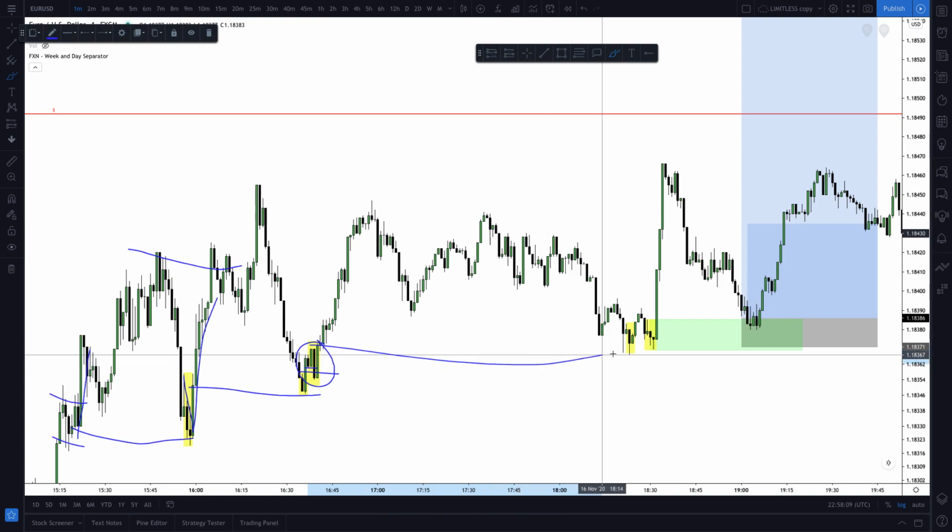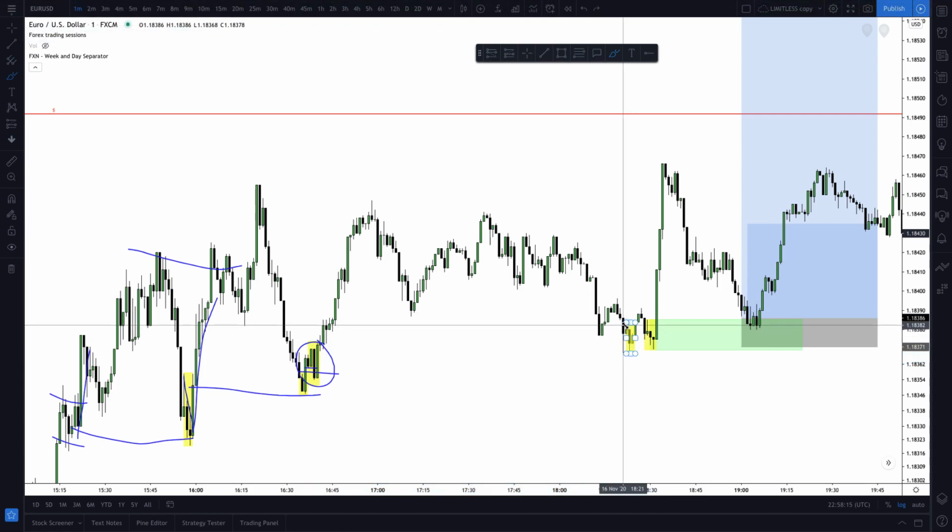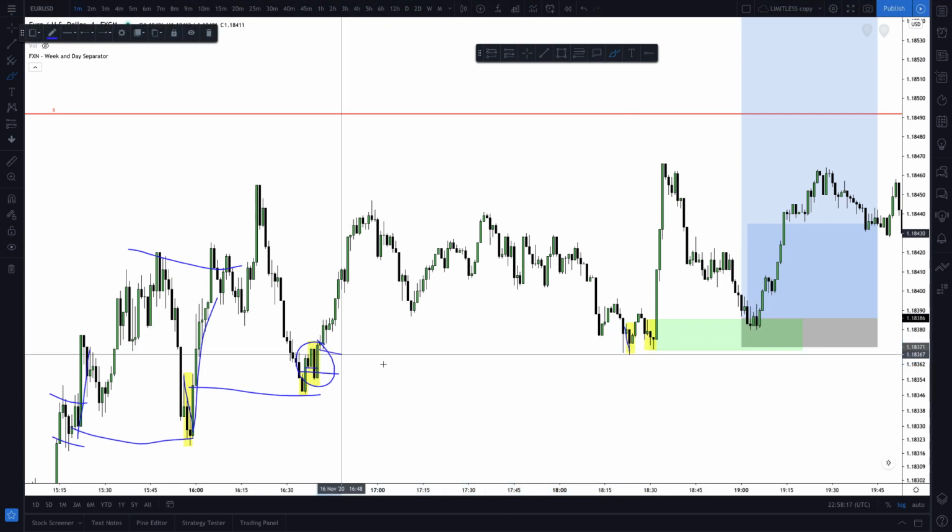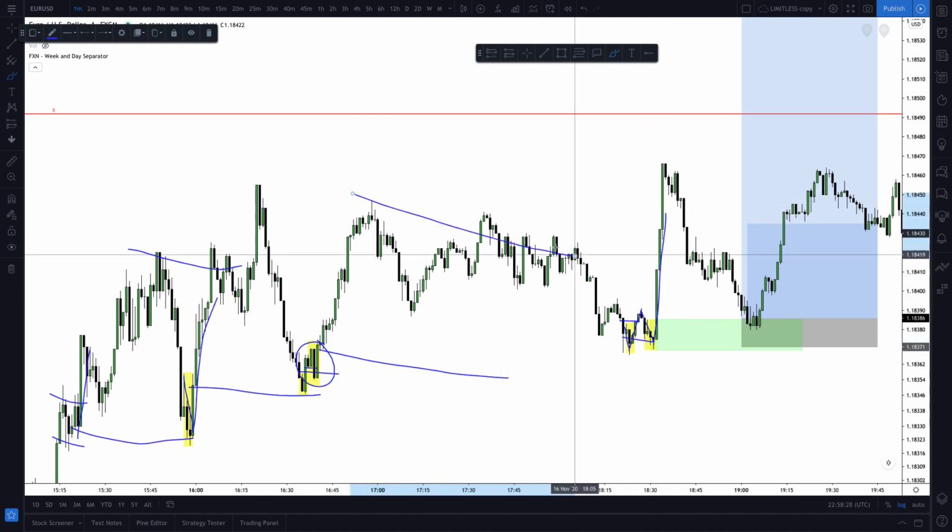And then again, mitigation here, right? Sorry, my drawing is bad, but you can see what I mean. Back into that next mitigation here. So it mitigated this previous OB here. Again, we got a reaction. This will be a seconds time frame breaker structure. Push back in to mitigate, and then we got that very violent reaction that took out all this liquidity.